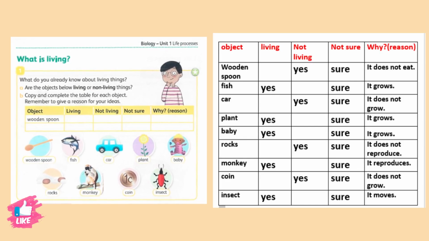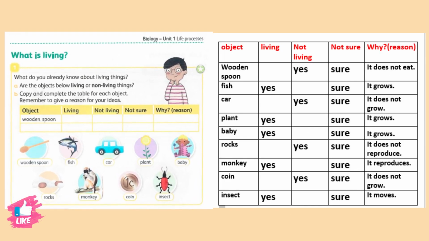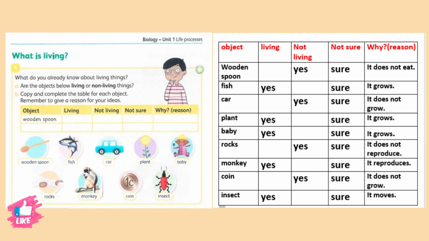Now, page number 12. What is living? Number one, you have to do it. What do you already know about living things? A. Are the objects below living or non-living things? So you have to read one by one. B. Copy and complete the table for each object. Remember to give a reason for your ideas.